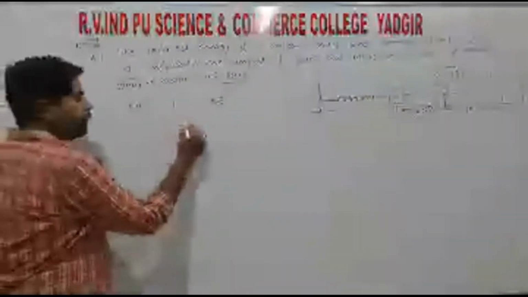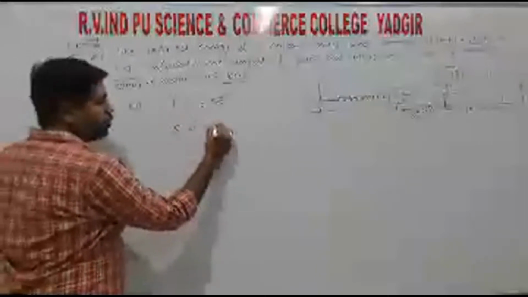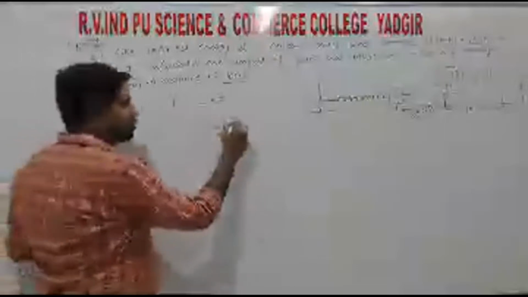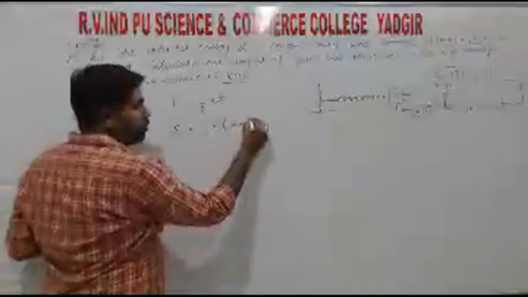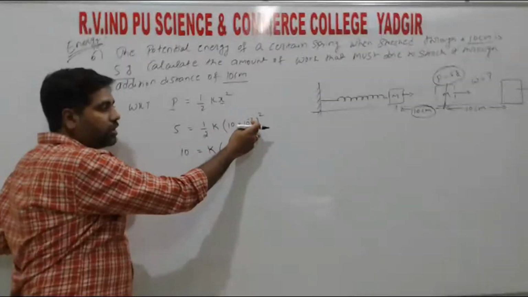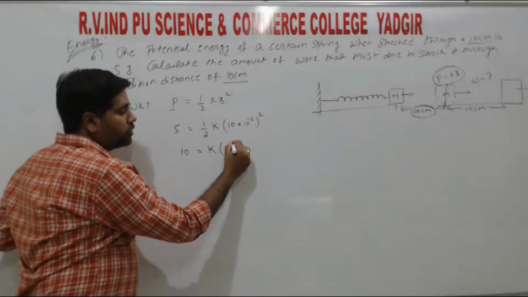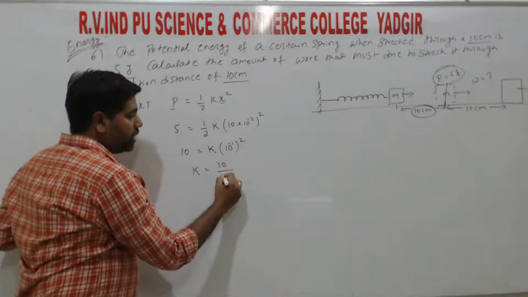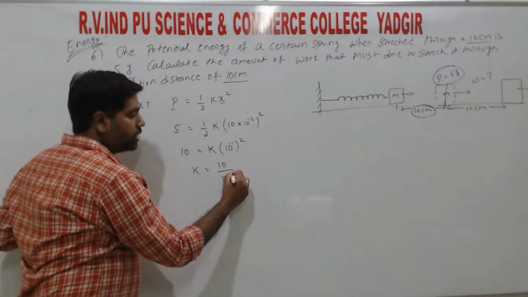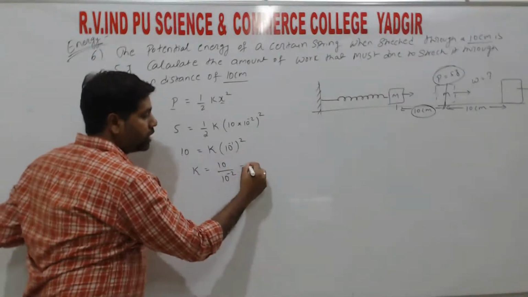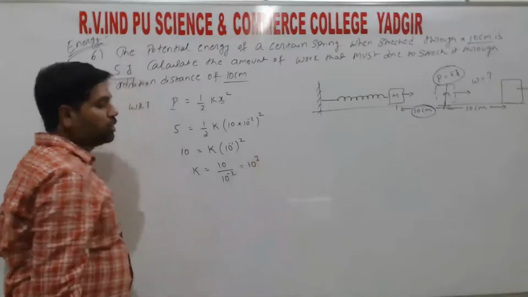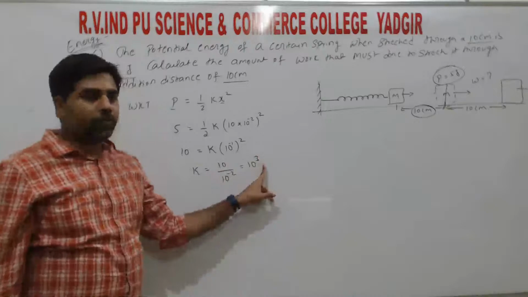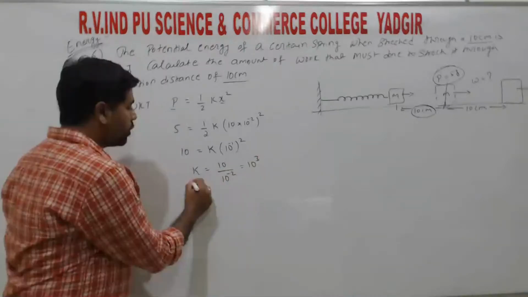So P is 5, that is equal to 1 by 2 k into x square. x is given in centimeters, so we need to convert to meters. So 10 into 10 power minus 1 whole square, right? So k is equal to 10 divided by 10 power minus 2, so its value becomes 10 power 3, right? So 1 plus 2, it becomes 3. So we have found k.